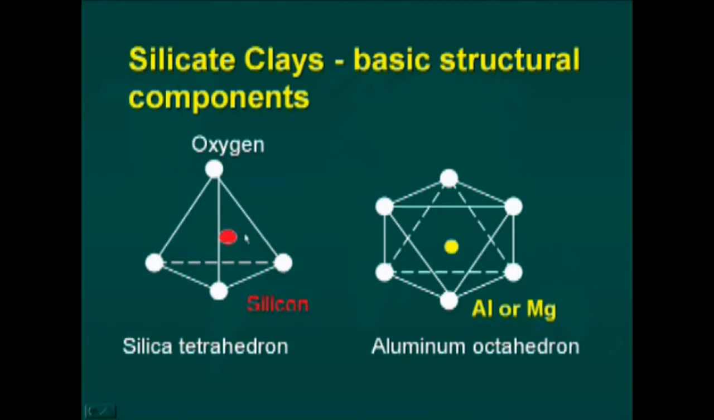Silica tetrahedron, alumina octahedron. Aluminum covalently bonded with 6 of these OHs, and silica with 4 of these O's and OHs.